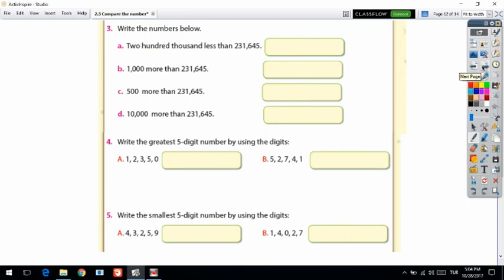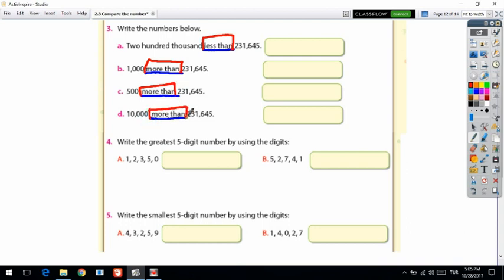Write the numbers below. 200,000 less than 231,645. Okay, now let's look at another one. 1,000 more than 231,645. 500 more than 231,645. Last, 10,000 more than 231,645. In this kind of question, the important things are the words written: less than, more than, more than, more than.